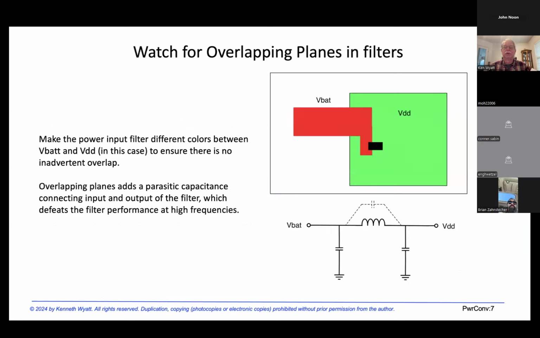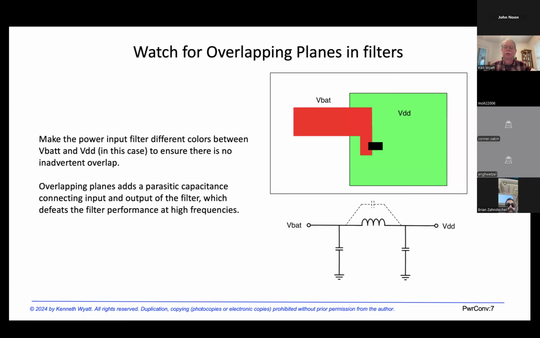Another thing to watch for when laying out your PC board is we want to avoid overlapping the input planes or traces with the output planes or traces, because, as you can see in the schematic on the right, this creates a parasitic capacitance that couples the switched input from the VBAT, say the primary DC coming in, which is going to be really noisy. We don't want that coupling to the output.